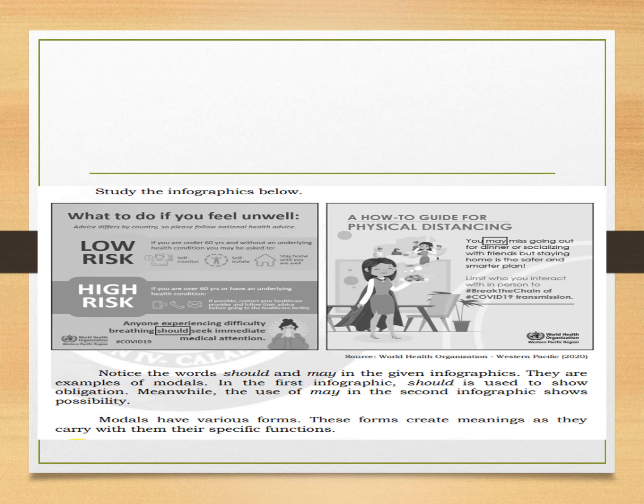Study the infographics below. Notice the words should and may in the given infographics. They are examples of modals. In the first infographic, should is used to show obligation. Meanwhile, the use of may in the second infographic shows possibility. Modals have various forms. These forms create meanings as they carry with them their specific functions.